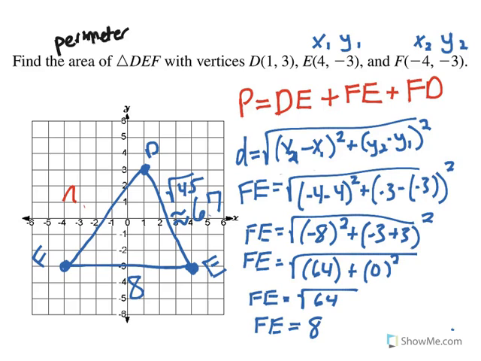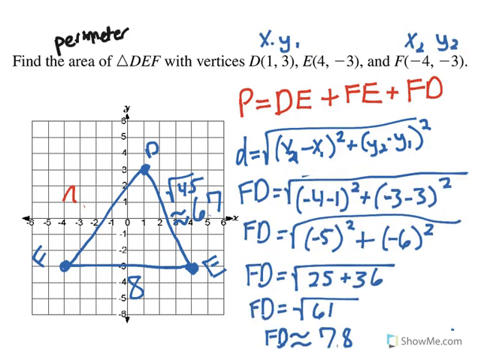And now I'm going to do the same thing for FD. So again, pause now if you need to see this work, because then it's going to be gone. So now here I've worked the distance formula for FD. So now again, I'm going to put it over here. FD, I ended up getting the square root of 61, or approximately 7.8.